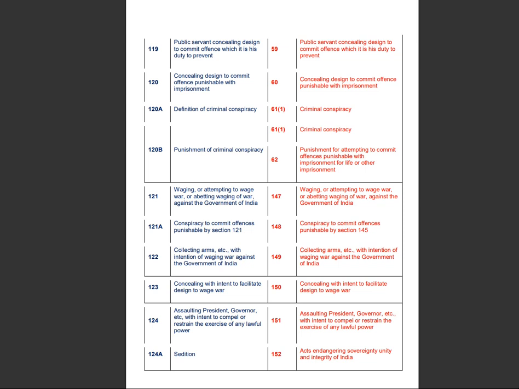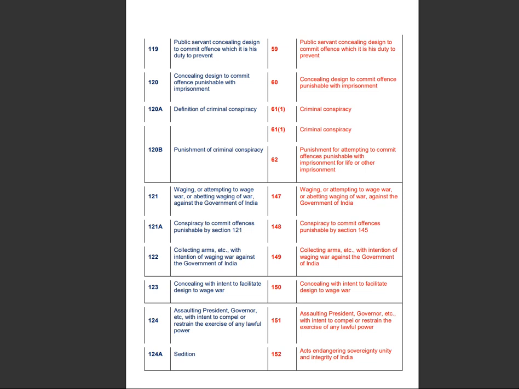Section 122 of the Indian Penal Code deals with collecting arms, etc., with intention of waging war against the government of India, whereas Section 149 of the BNS deals with collecting arms, etc., with intention of waging war against the government of India. Section 123 of the Indian Penal Code deals with concealing with intent to facilitate design to wage war, whereas Section 150 of the BNS deals with concealing with intention to facilitate design to wage war.